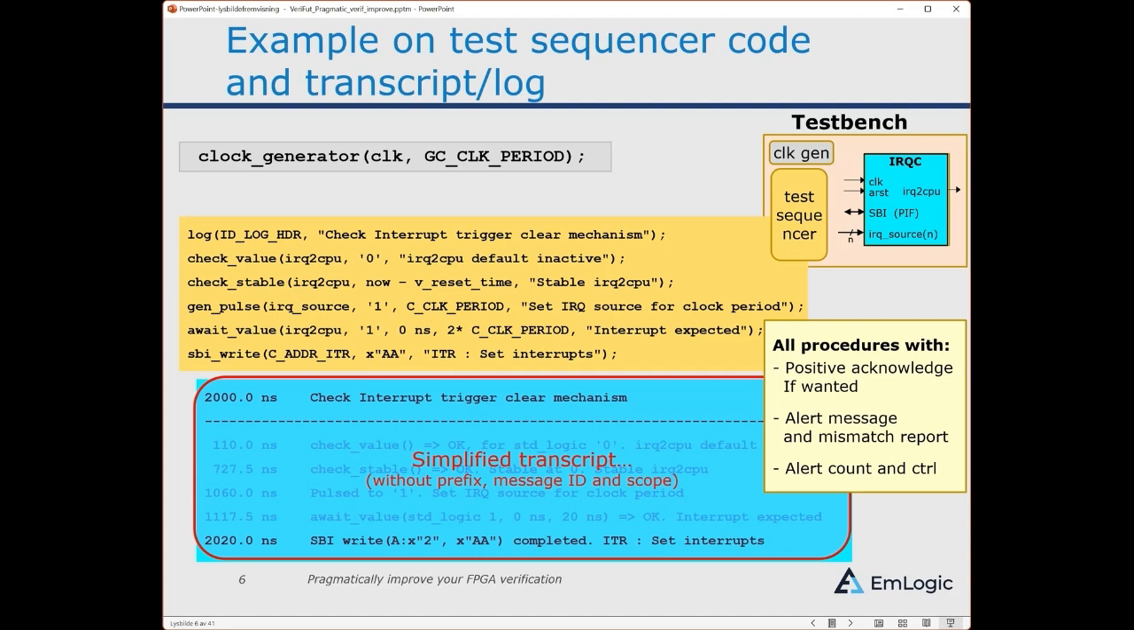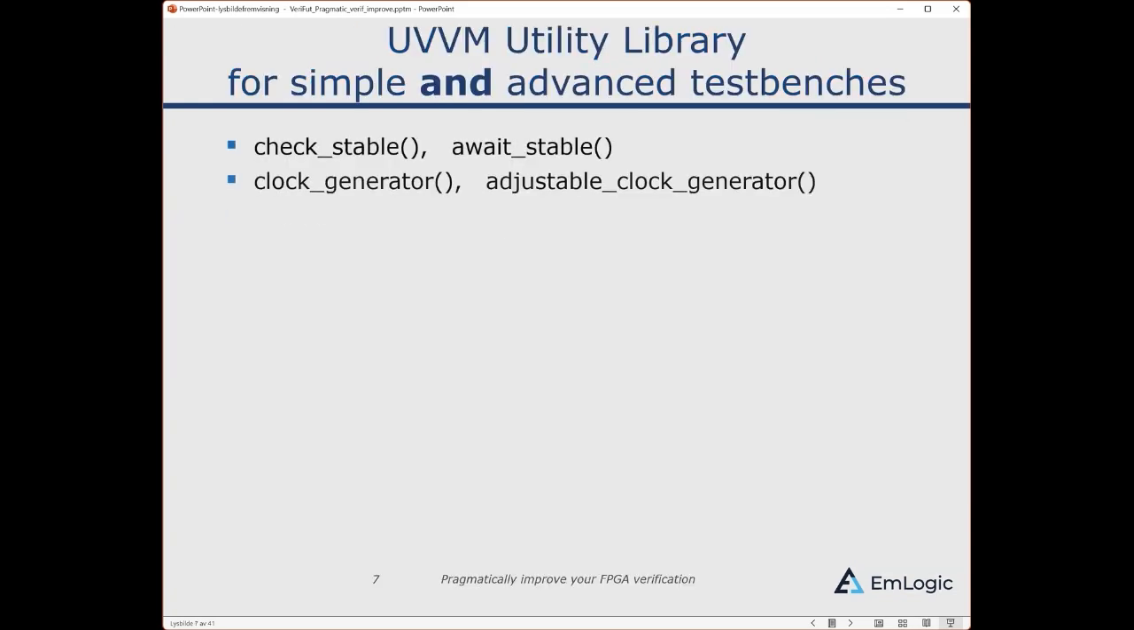All these procedures are with positive acknowledge, and that's extremely important when you want to debug your test bench in the first place. But of course, these positive acknowledges must be possible to remove when you're running a more complex, large test bench. And you do that by verbosity control. Of course, alert messages, mismatch reports, and so on are also important. I'll come back to that. And of course, counting the alerts and controlling how to handle them.